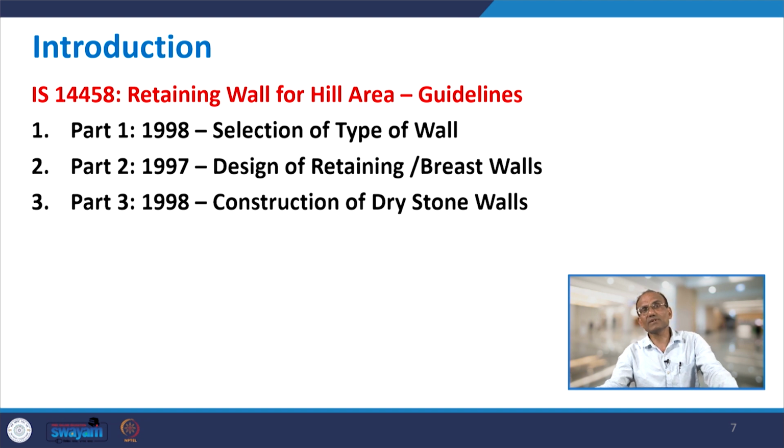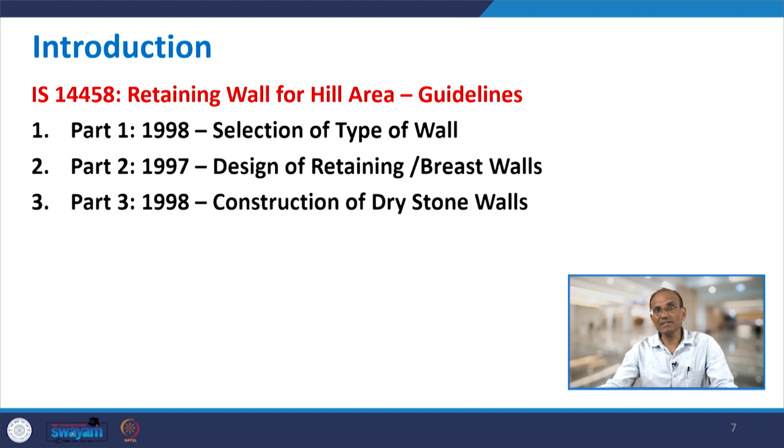This is IS 14458, retaining walls for hilly areas, and these are basically the guidelines. There are 3 parts of the code, part 1, part 2, part 3. Of course there are more, I think there are 14 parts for this number 14458, but the first 3, part 1, part 2 and part 3, are important for us. Part 1 of this code, which is on retaining walls for hilly areas, talks about the selection of the type of walls.